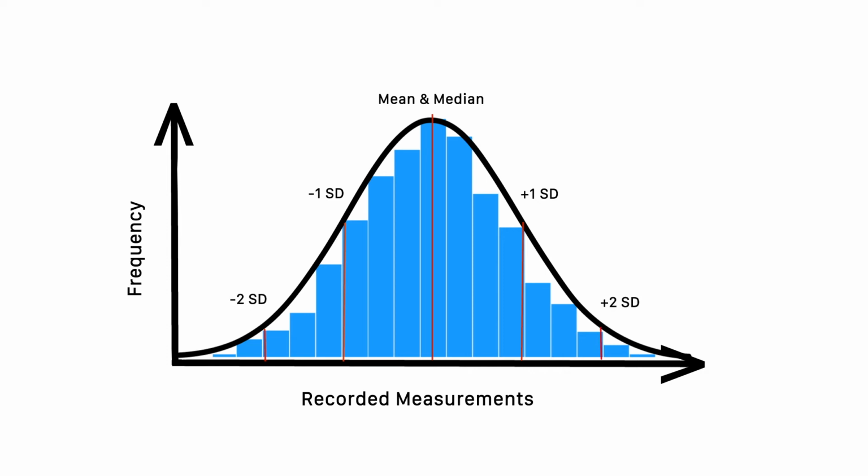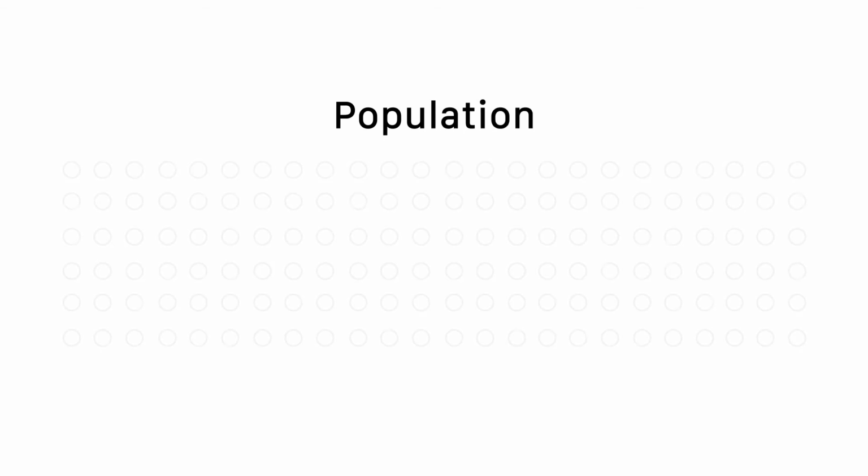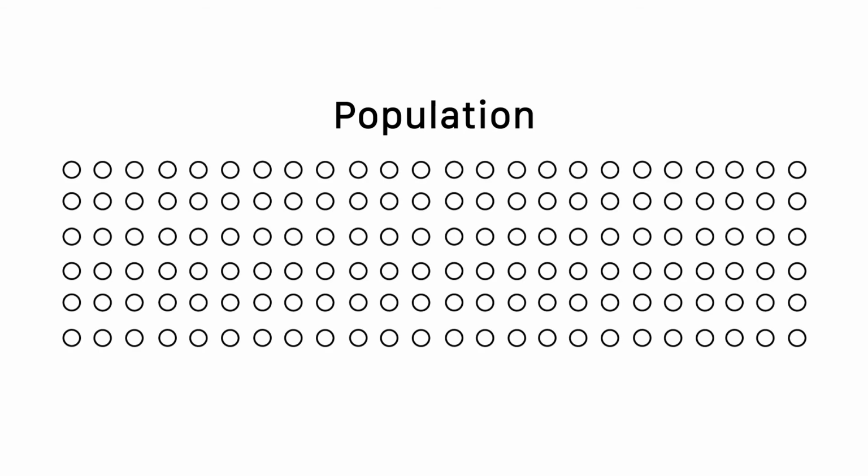It's important to note that just because a certain characteristic is normally distributed within a population does not mean it will be normally distributed for every sample set taken from that population. A population encompasses every member of a group and is often too large to test in entirety, so we collect data from a small section of it, called a sample.